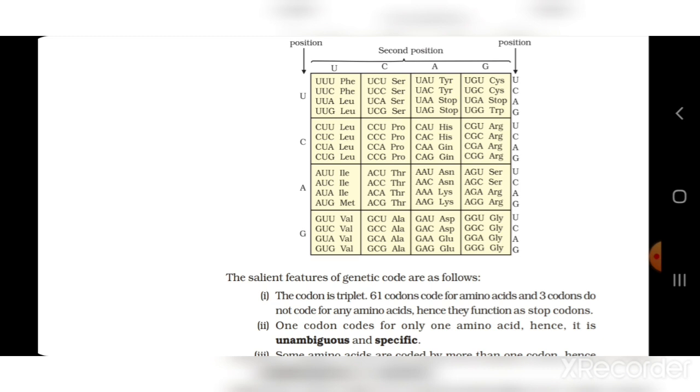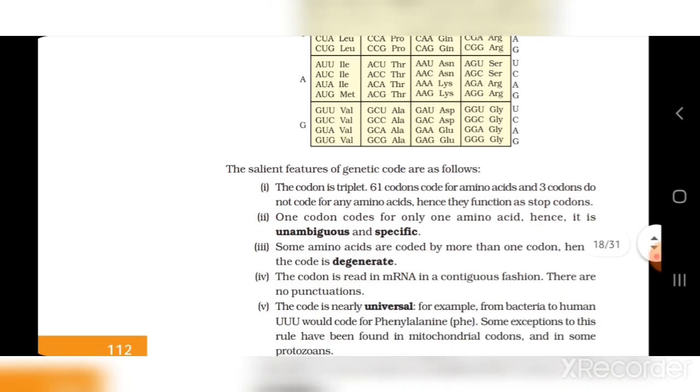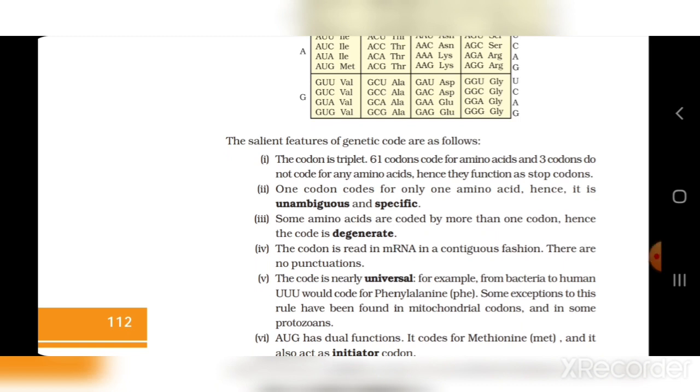Okay, the codons are read in the mRNA in a contiguous fashion. That means it does not contain any punctuation. So the code is actually commaless, and the genetic code is nearly universal. That means this particular genetic code is accepted throughout the world, and it is the same for almost 99% of all organisms, except in mitochondria and few protozoa.